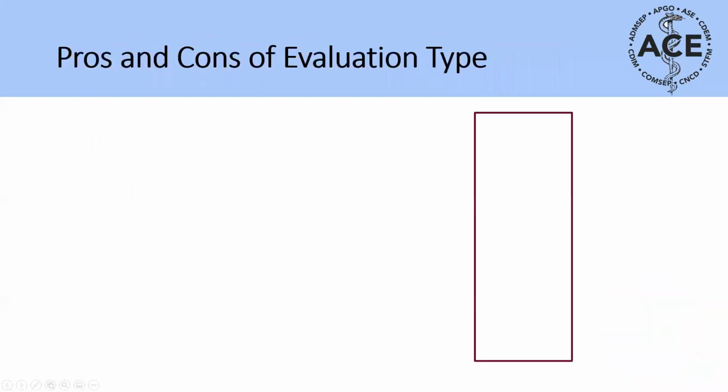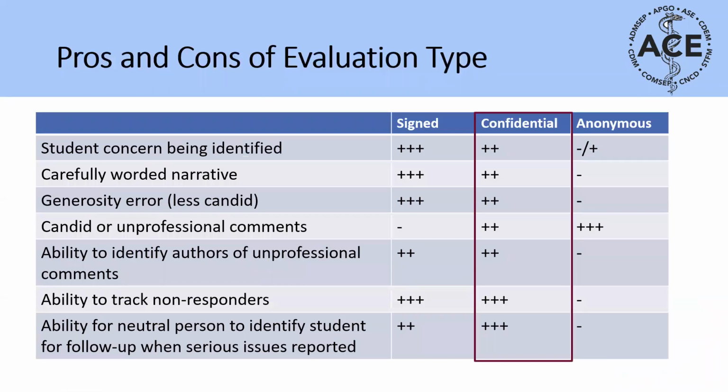And Gary, this is two clicks. Poorly timed animation. So here's a chart that takes you through the pros and cons of evaluation types. The red box is around confidential, because confidential evaluations can help you bridge some of the pros and cons between signed evaluations and anonymous. And so I'll focus on the confidential side.